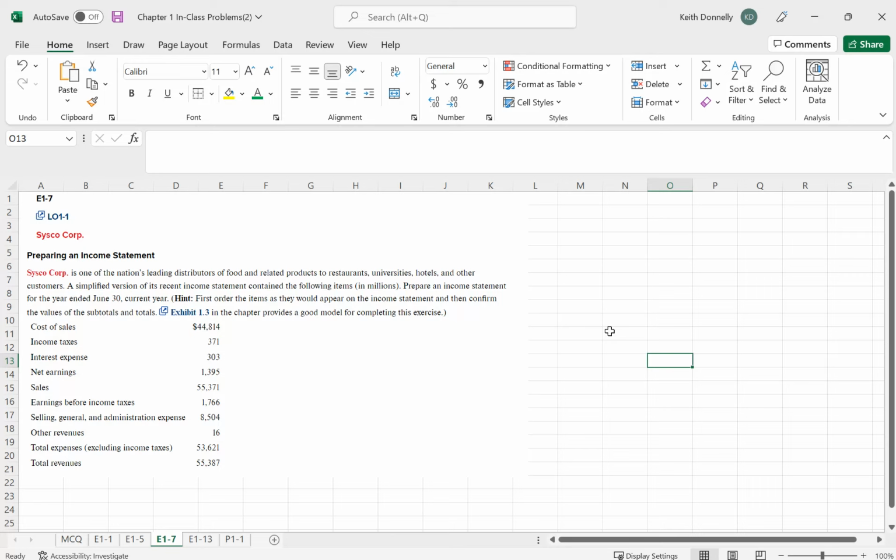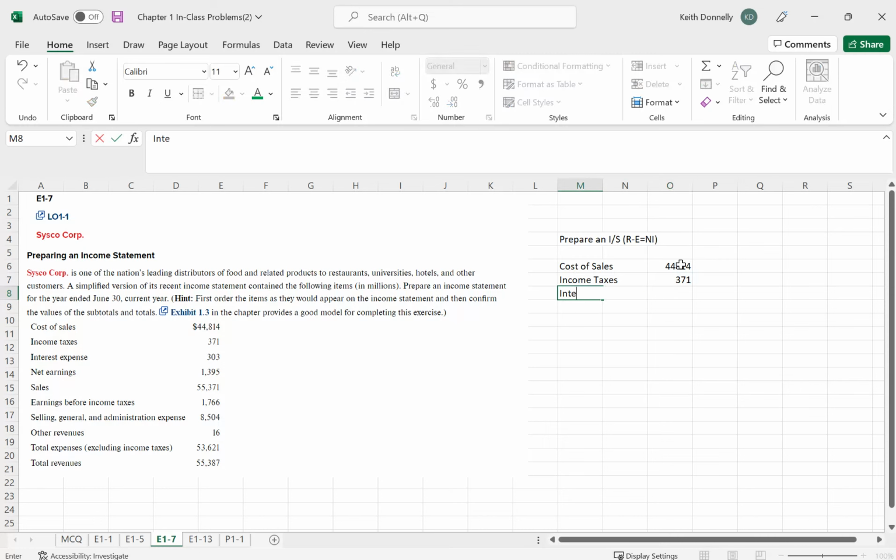So here it looks like they're giving us some information, and then they want us to prepare an income statement. So our revenues minus our expenses equal our net income or net loss. Now it looks like they're giving us some accounts here, so let's list these out. We have our cost of sales. This is going to be 44,814. We have our income taxes of 371. We have our interest expense of 303. We have our net income or net earnings here of 1395.